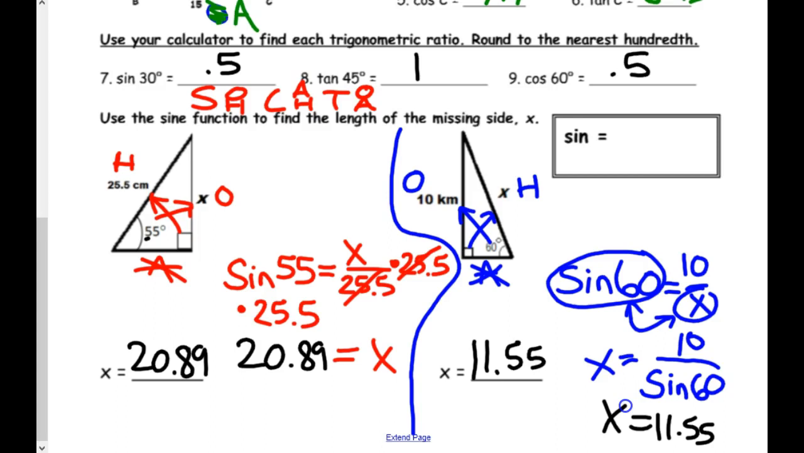So 10 divided by sine 60, and the trick is if x is on bottom, just switch places and then type in the calculator. Okay? So that's sine. So remember, up here, we should have done this earlier, sine is O over H, right?